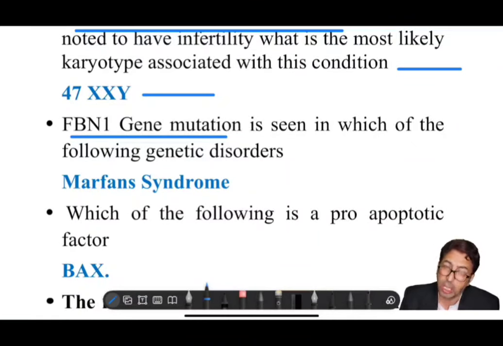I mentioned the high arch, dislocation of the lens of the eye, in addition to mitral valve prolapse and myxomatous degeneration of the mitral valve. These are some of the features, but here the question simply focused on the genetic mutation. So FBN1 mutation is characteristic of Marfan syndrome.